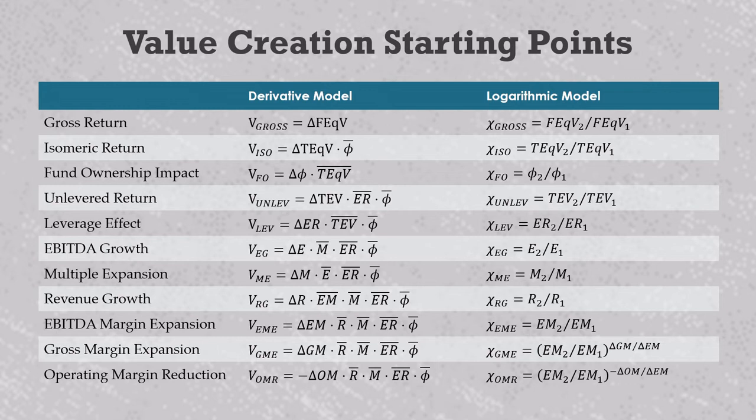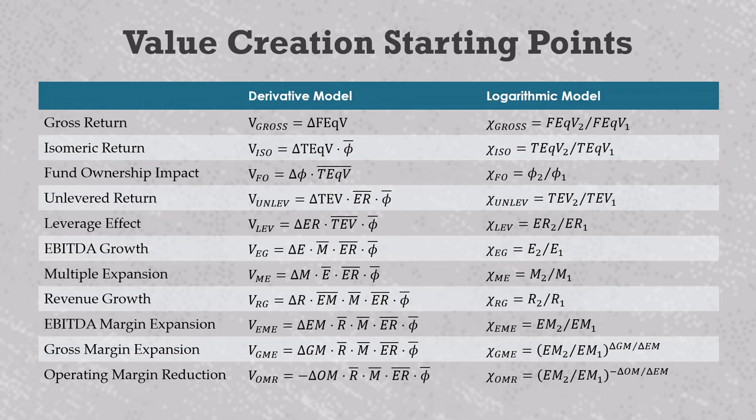The revenue growth and EBITDA margin expansion terms combine to create the EBITDA growth, and the gross margin expansion and operating margin reduction terms combine to form EBITDA margin expansion. These latter two value drivers measure how COGS and SG&A changes influence the returns. So let's use this table to propose a few generalizations.